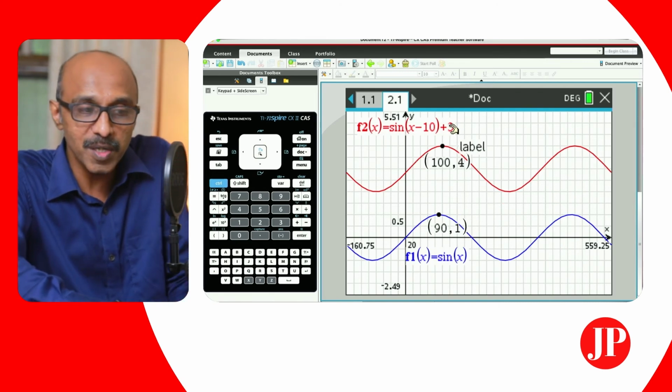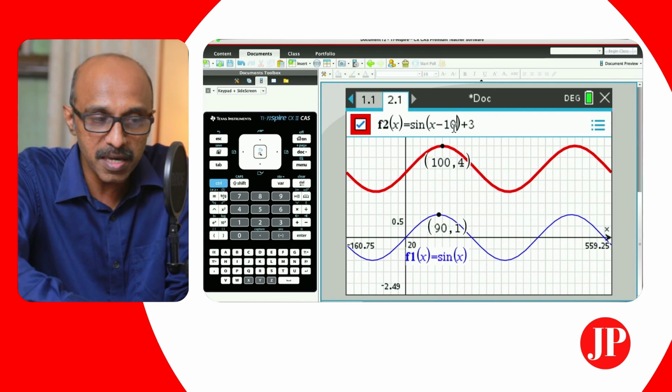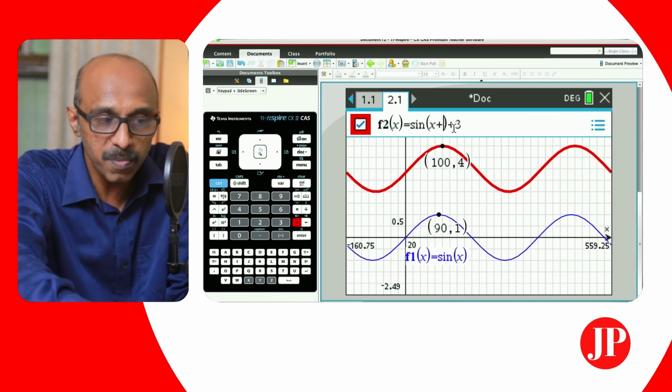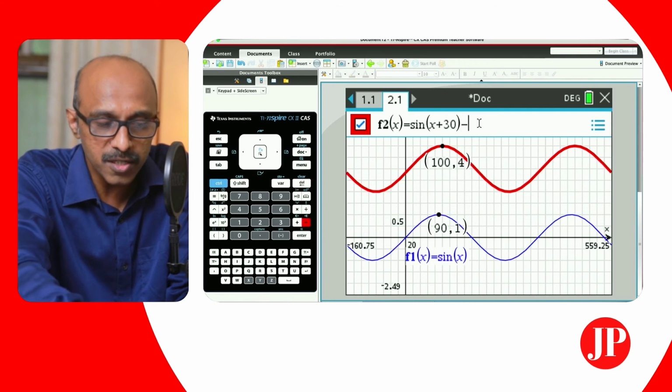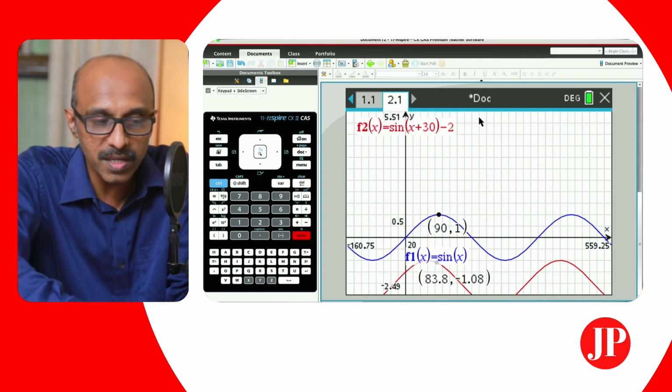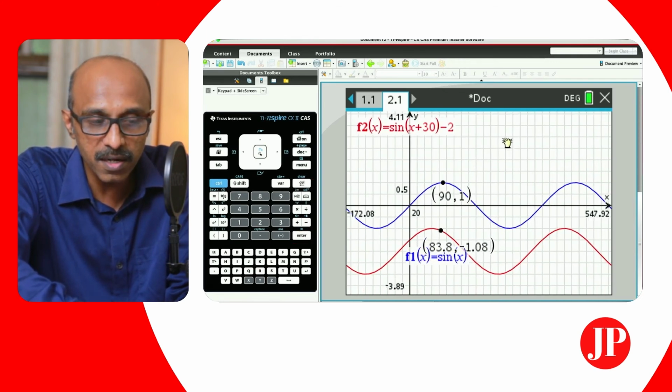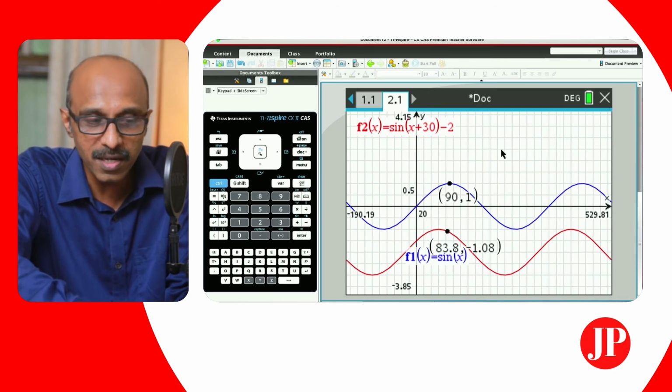Let's try for another transformation. Okay, so for the same one, let's just make this with a plus sign. So plus, let's say 30, and let's just make it minus 2, shall we? And let's see where this one is going. All right. Oh, it's the same color down here. Okay. So here we are.